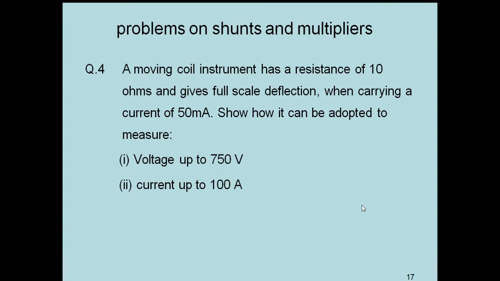Okay. So in this case, we need to find out the shunt resistance and the multiplier resistance. Please try to solve this problem, all of you. First write the given data, then the formulas for RSH and RSE. Then try to solve for RSH and RSE.